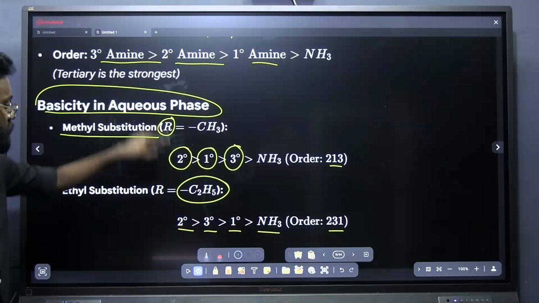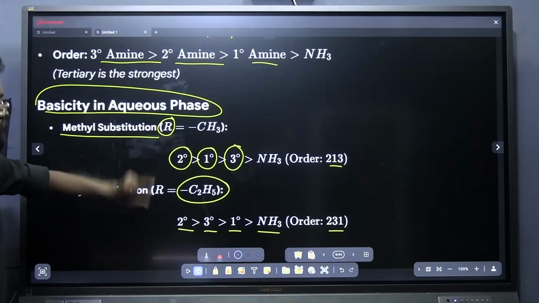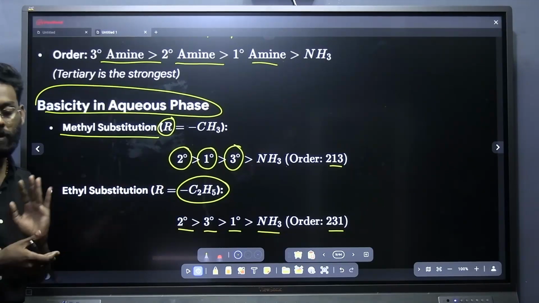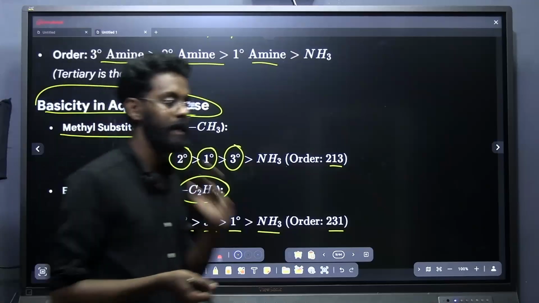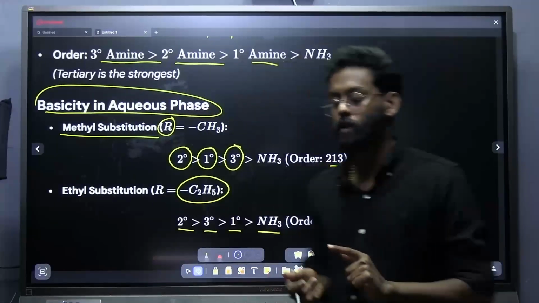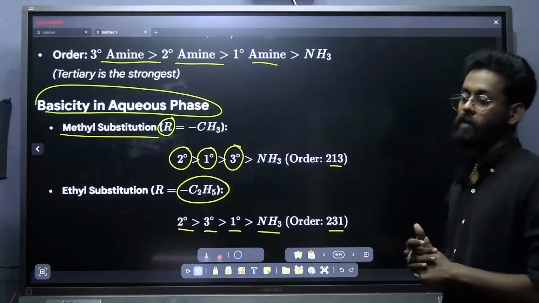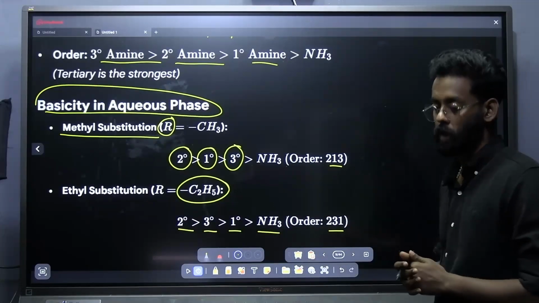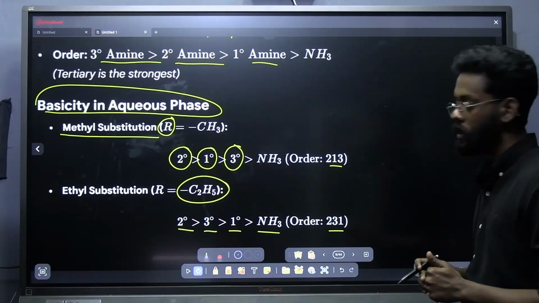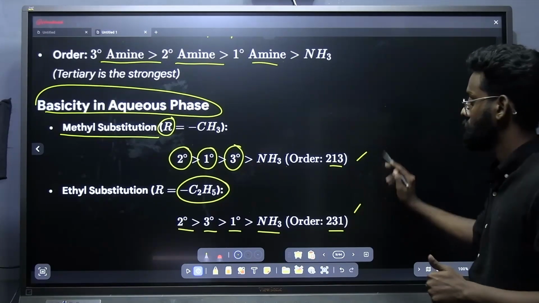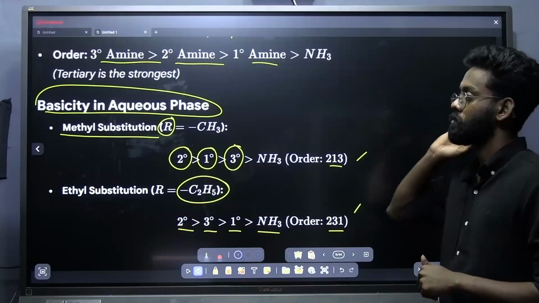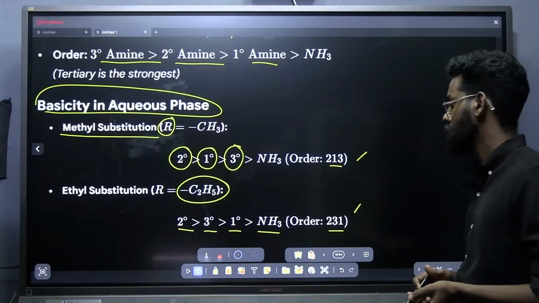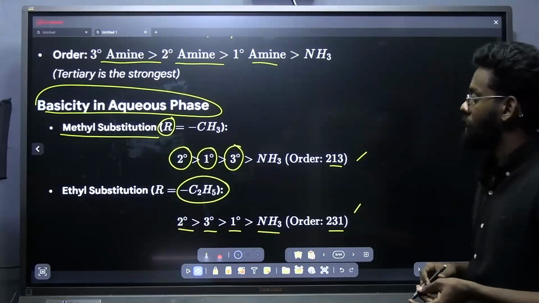The reason why there is a difference is due to three effects. First one is inductive effect, then solvation effect, and then hydration effect. These 3 effects are the reason why there is a different order of basicity in the case of amines. Okay, then just note down these 2 by heart. Definitely a question you can see from this part, basicity in aqueous phase. Okay, secondary, primary and tertiary.